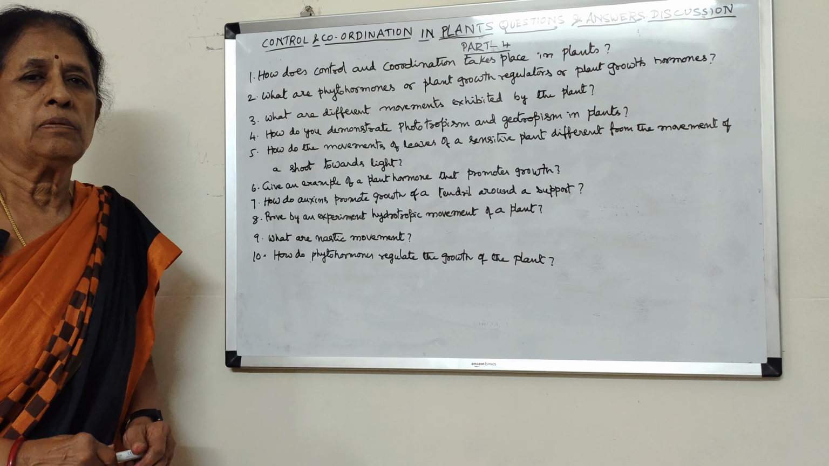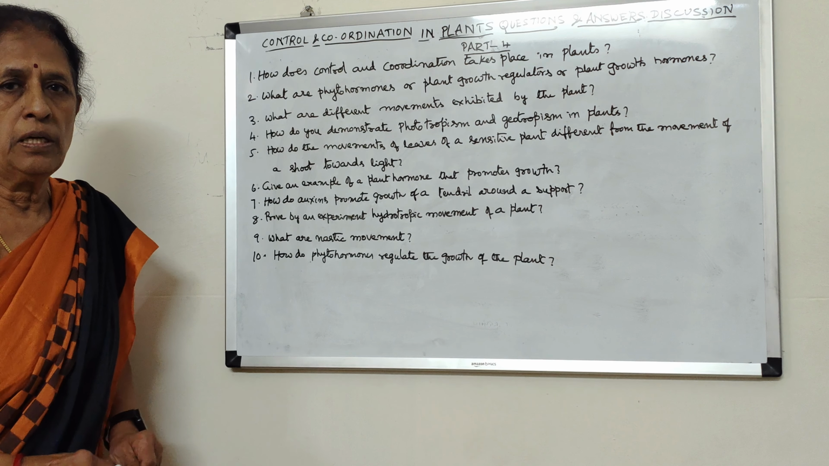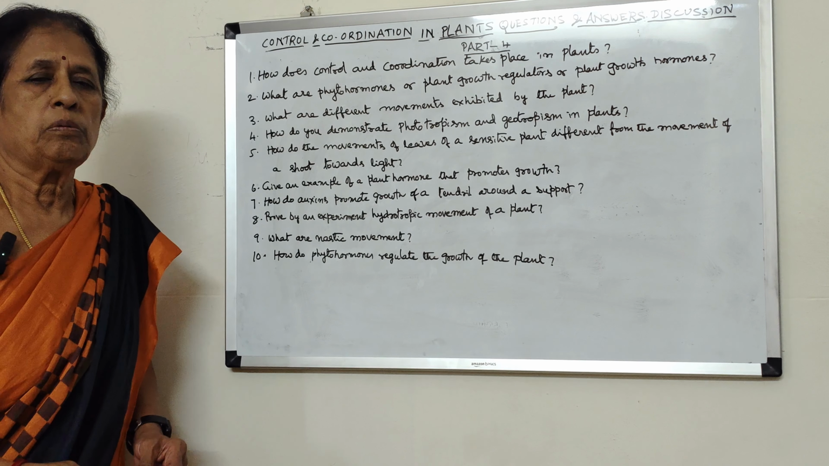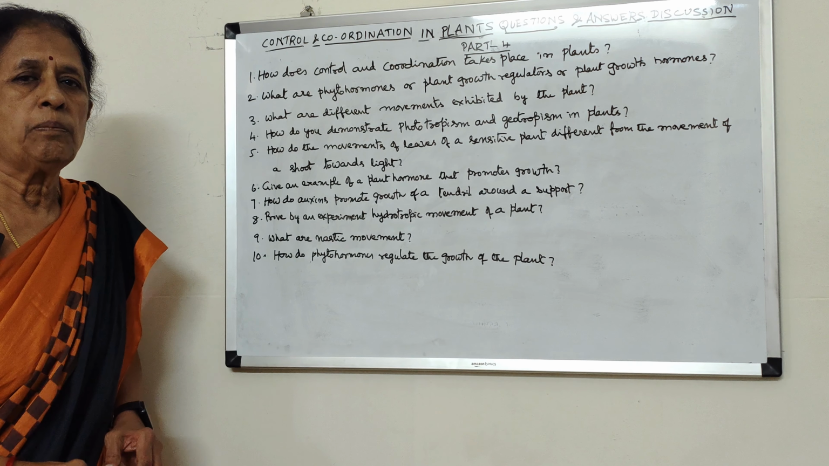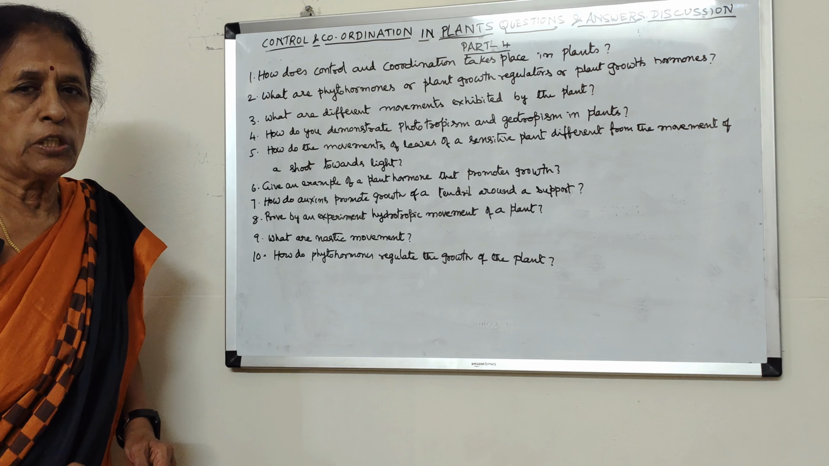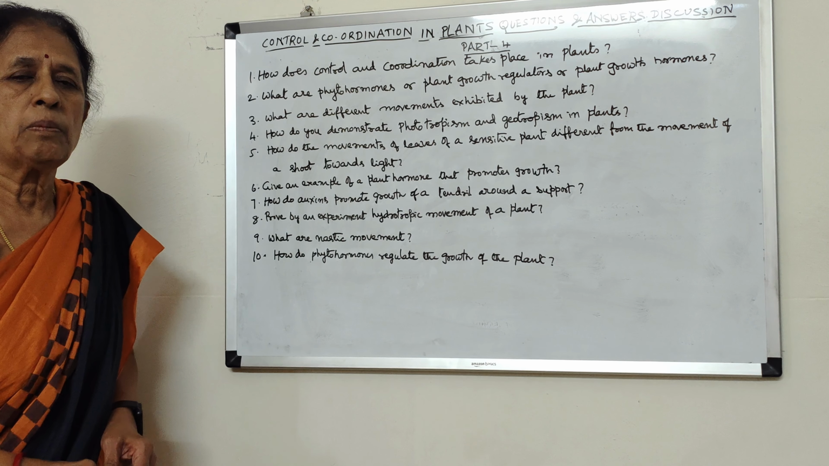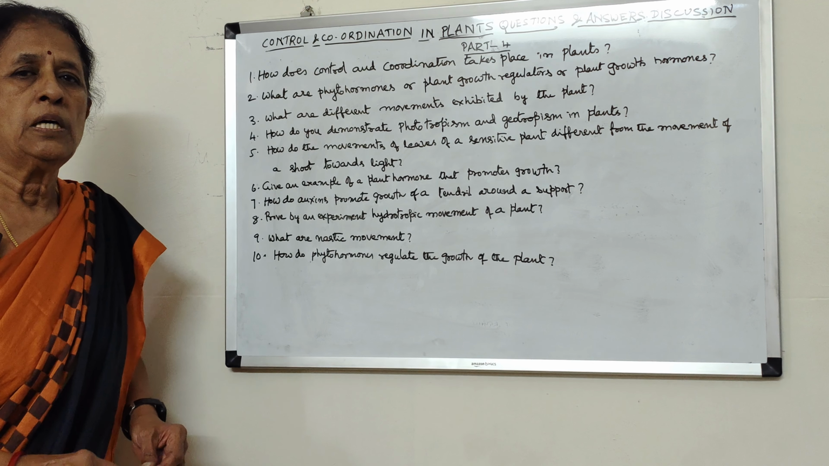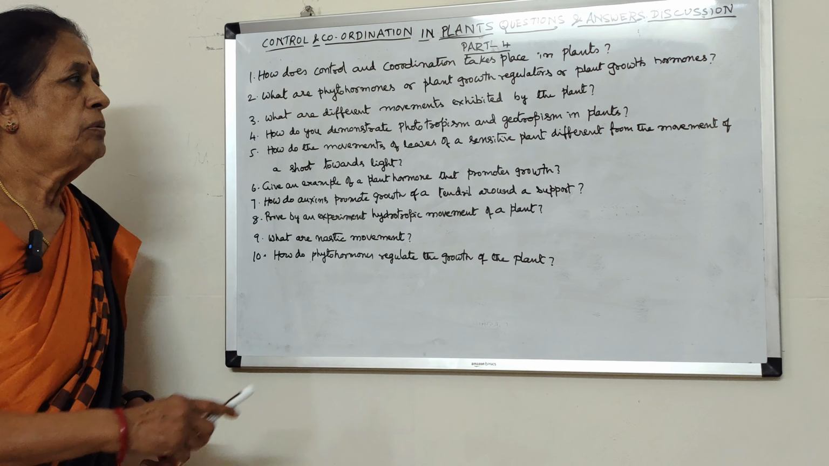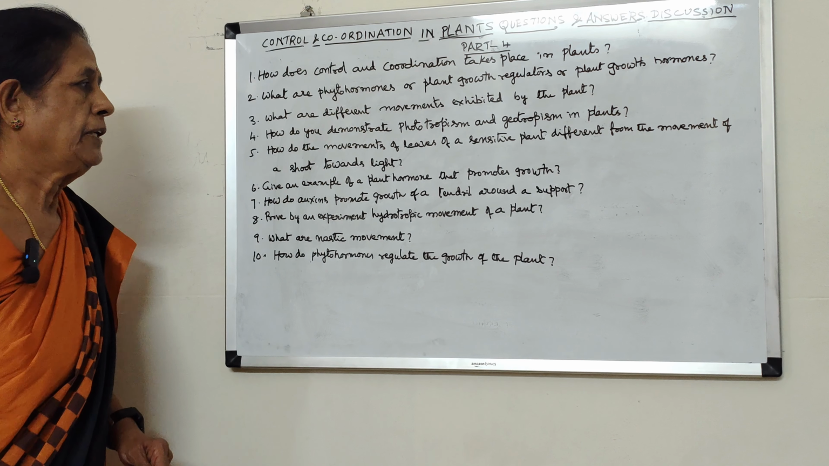Phototropism means movement of the stem towards light, and geotropism is movement of the root towards soil. Thigmotropism means responding to touch. Chemotropism is responding to chemicals. Hydrotropism is movement of roots towards water. So these are the 5 movements exhibited by the plant.